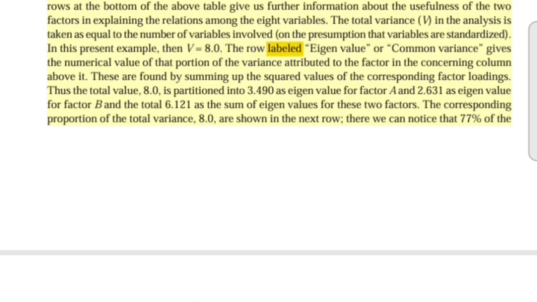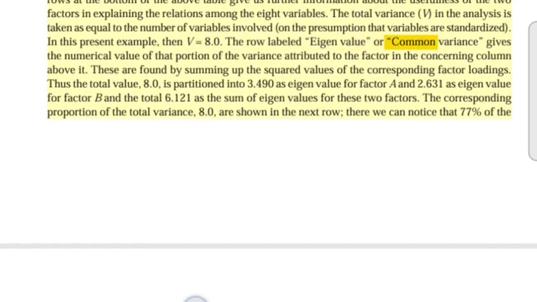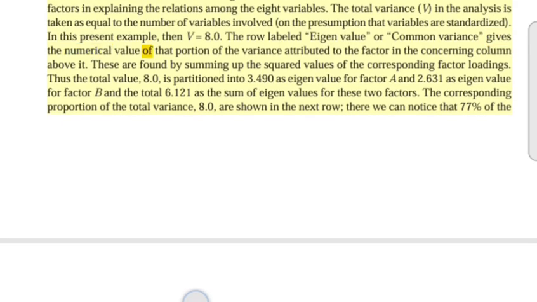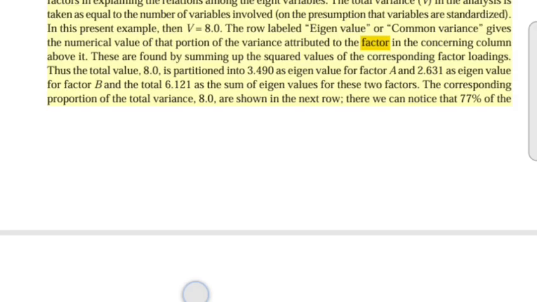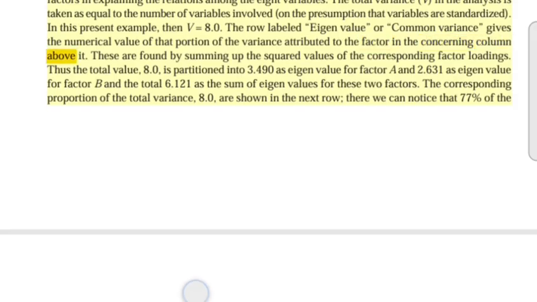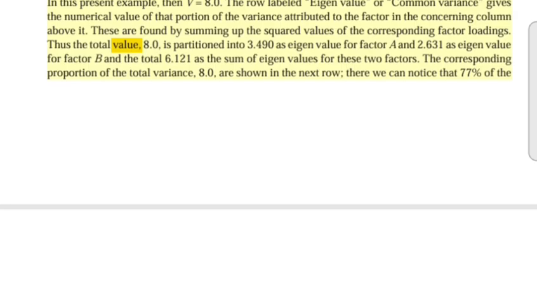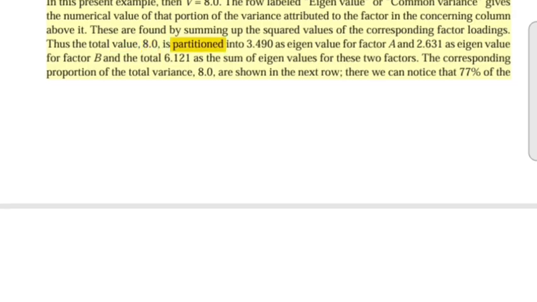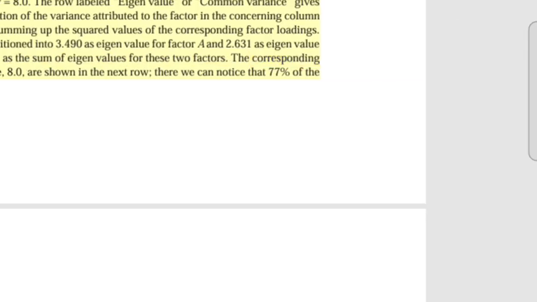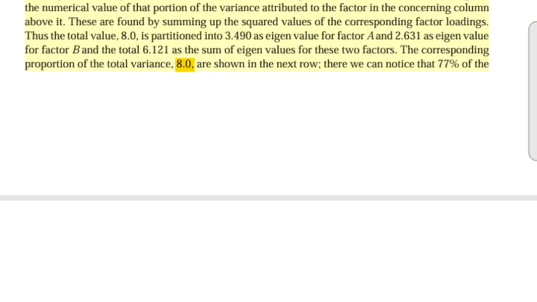The row labeled eigenvalue, or common variance, gives the numerical value of that portion of the variance attributed to the factor in the concerned column above it. These are found by summing up the squared values of the corresponding factor loadings. Thus the total value, 8.0, is partitioned into 3.490 as eigenvalue for factor A and 2.631 as eigenvalue for factor B, and the total 6.121 is the sum of eigenvalues for these 2 factors. The corresponding proportions of the total variance, 8.0, are shown in the next row.